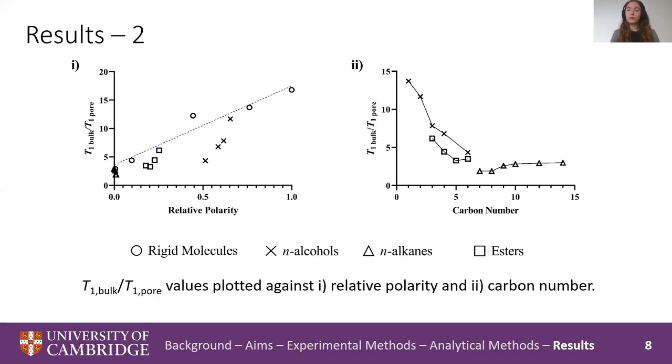And for T1 bulk over T1 pore, for rigid molecules, it was found that this was a much stronger positive correlation than for T1 over T2, and also had a much better goodness of fit. However, for the flexible molecules investigated, for esters and the n-alcohols, the T1 bulk over T1 pore ratio was found to decrease with increasing carbon number, which is in direct conflict with other results reported in the literature. And for n-alkanes, that didn't show a particularly strong correlation at all.